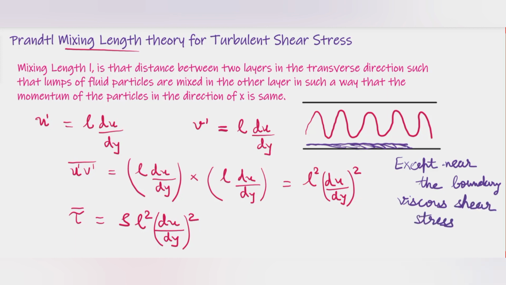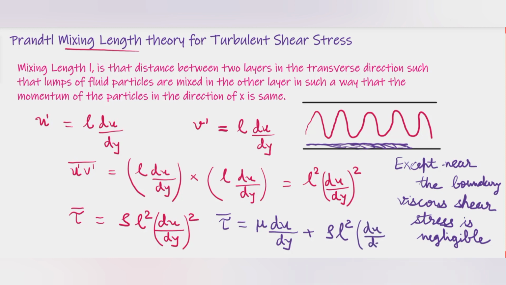and we can write the total shear stress at any point in turbulent flow using this equation. Tau bar is equal to mu du by dy plus rho L square du by dy whole square. As I explained, near the boundary viscous shear stress will be present, but except near the boundary viscous shear stress will be negligible. Next we are going to derive the velocity distribution equation for turbulent flow in pipes.